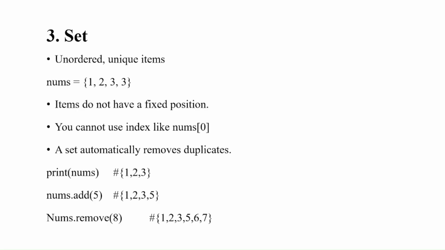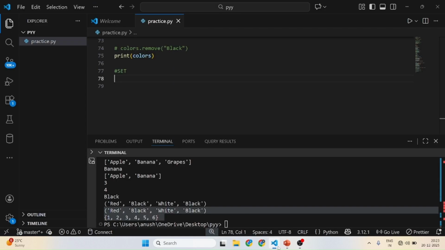Third one is set. The items in the set are enclosed with curly braces, and a set is unordered and has unique items. It means the items in the set are not in sequence and it will give unique items by removing duplicates automatically, and items do not have a fixed position, so we cannot perform indexing, and we can remove items from the set. I will explain with the examples.